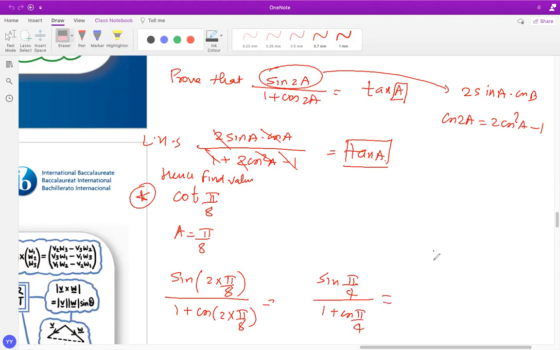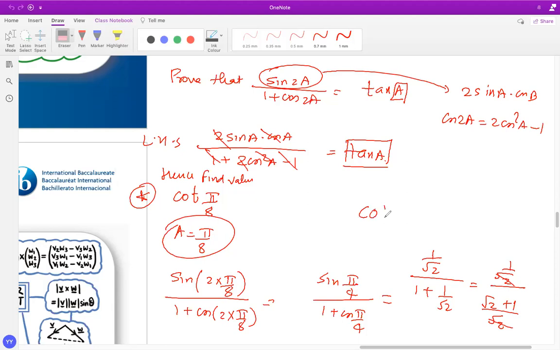And this is nothing but 1 over root 2 divided by 1 plus 1 over root 2, because sine pi by 4 is 1 over root 2 and cos pi by 4 is 1 over root 2. So this answer is 1 over root 2 divided by root 2 plus 1 over root 2. So this cancels. Now since we got tan pi by 8 as this, to find cot pi by 8, we just take the reciprocal of this, which is nothing but root 2 plus 1. So some of the usages of the double angle formulas can be really interesting. Let's take some more examples now.